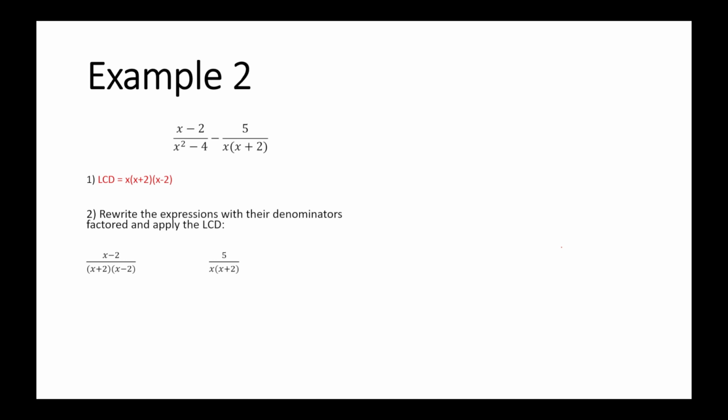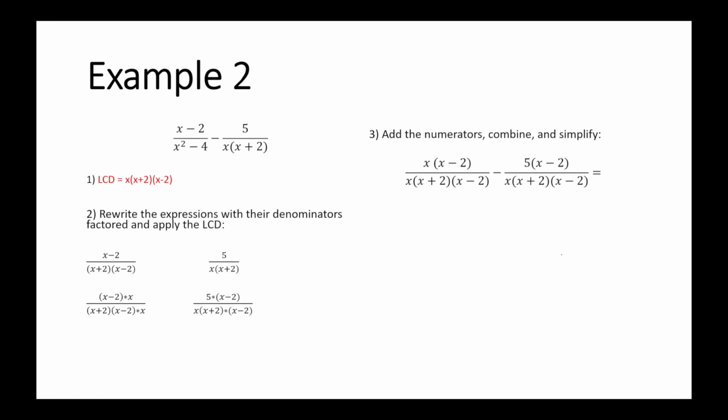Okay, here's one more example in which this is the case. So we have this example that we talked about before, where our LCD was this here, x times x plus 2 times x minus 2. We're going to rewrite the expressions with their denominators and apply the LCD. Remember that we had factored the x squared minus 4 before. So we're going to fill in what is missing, multiply both the top and bottom, just as shown here, and then we're going to combine everything together. In this case, we are subtracting. So put everything with one denominator as shown, and then distribute out, just as we did before. So this here will be x squared minus 2x. This here will be minus 5x plus 10.